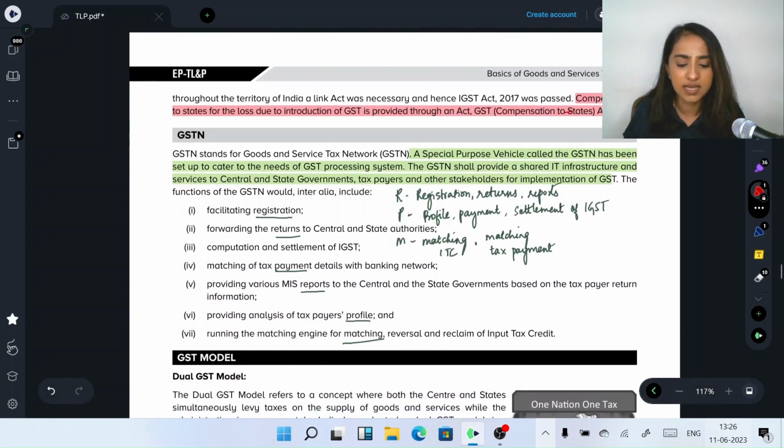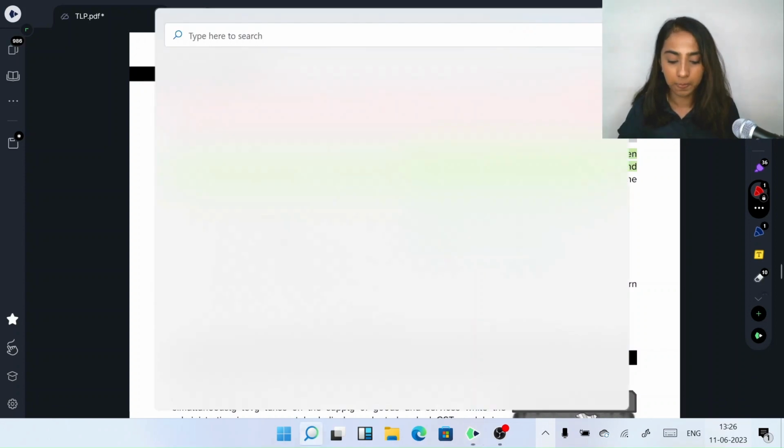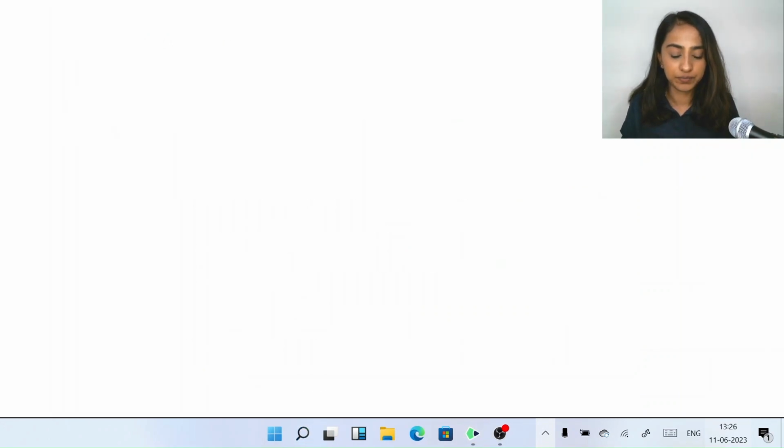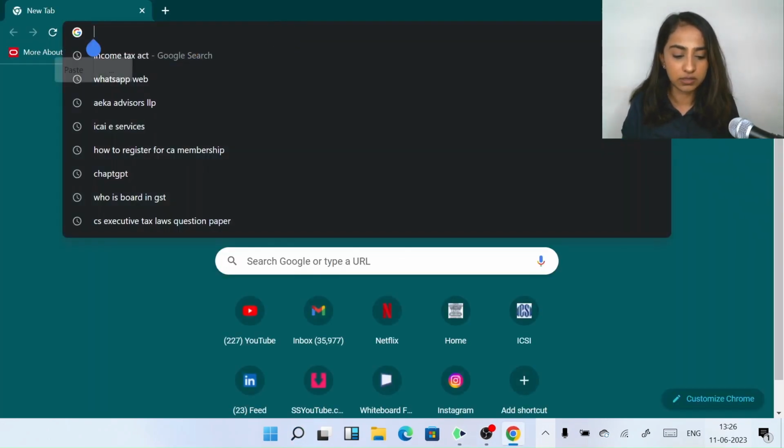Now, what is GSTN? Goods and Services Tax Network. Have you seen the GST website? How do you think you're going to file returns, right?